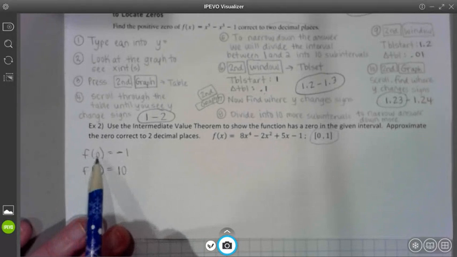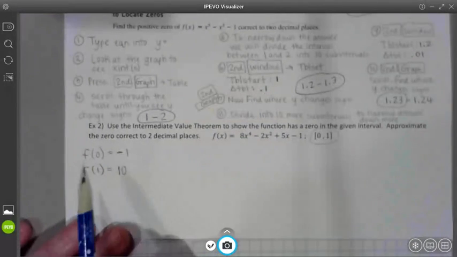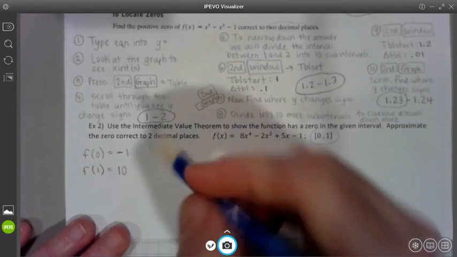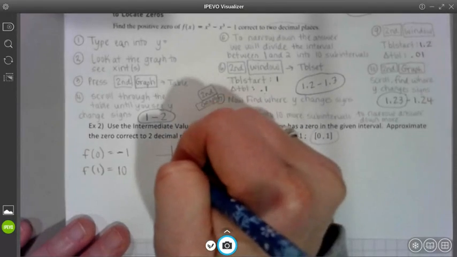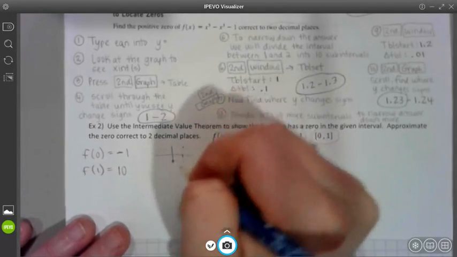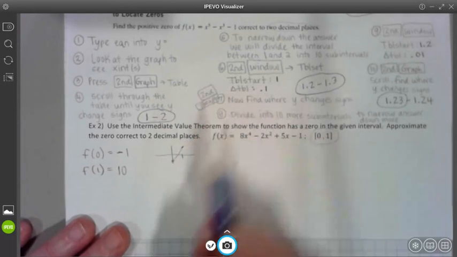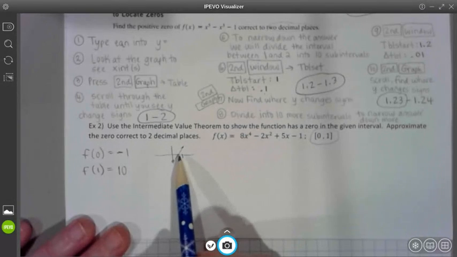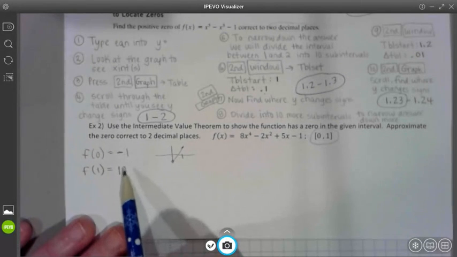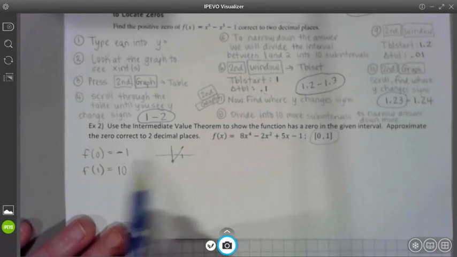So you see how when you plug 0 in, a negative number comes out, but when you plug 1 in, a positive number comes out? That means that the graph has to cross over the x-axis somewhere in between 0 and 1. There's got to be an x-intercept somewhere between 0 and 1 since the y-coordinate changed signs. So guys, that's basically the intermediate value theorem part.